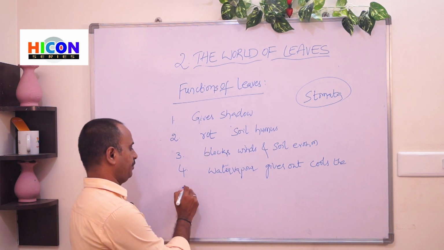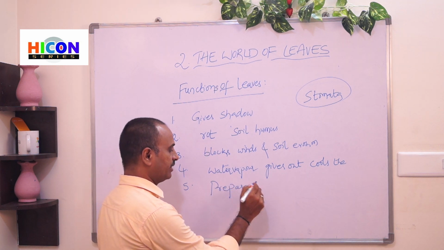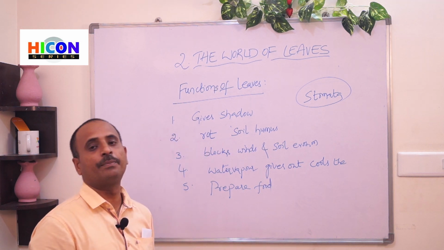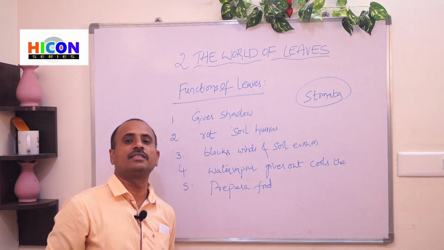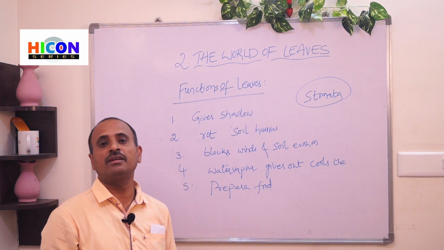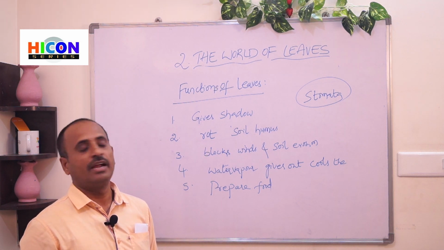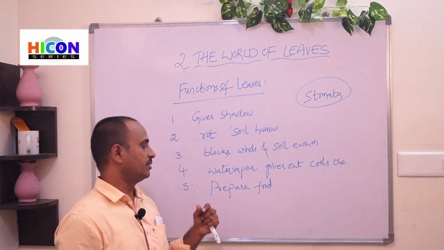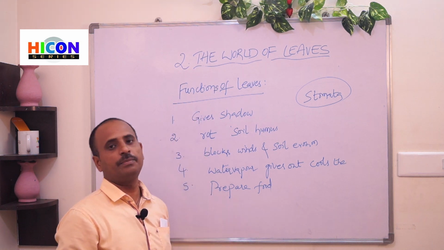And another important function is that the leaves prepare food for the plant. By the process of photosynthesis, in the presence of sunlight, these leaves mix the water, minerals and carbon dioxide and prepare the food which is called glucose. So the important function of the leaves is to prepare food for the plant.